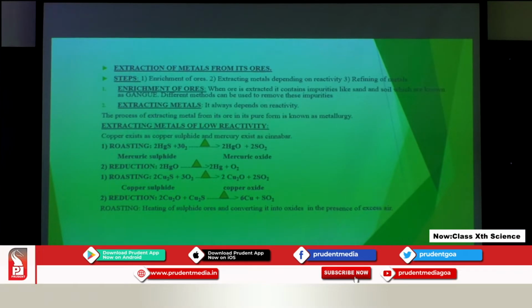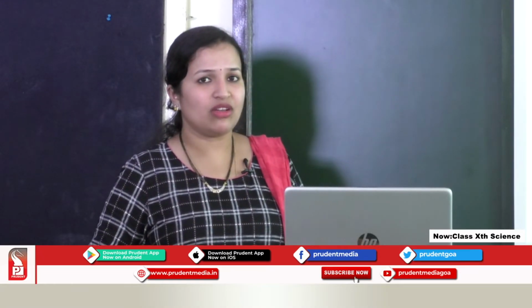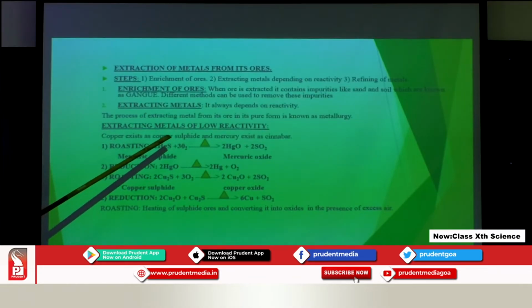The next step, second step, is extracting of metal. We know that metals can be extracted only depending upon the reactivity. Now this process of extracting metal from its ore in the pure form is known as metallurgy. So metallurgy is the definition of the process. What it says: process of extracting metals from its ore in its pure form. So when we get the metal from the ore in the pure form, the process is known as metallurgy.